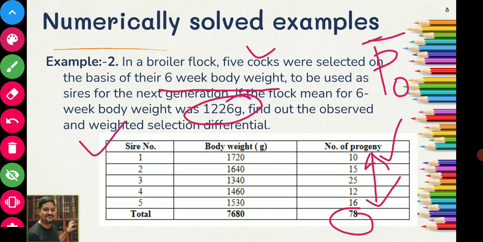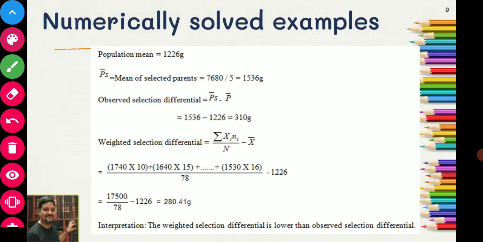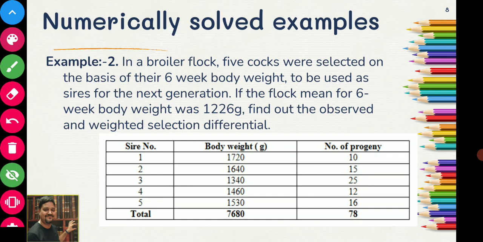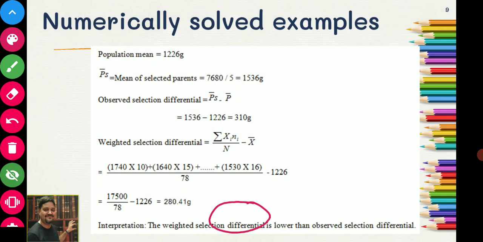Now you have to find out the weighted selection differential. So how will you find it? Just see, the population mean is given, 1226 gram. Then what is the mean of selected parents? We have already seen that in the previous slide. The total body weight was 7680, that is the summation, divided by the total number of parents. So 7680 divided by 5 is 1536 gram.